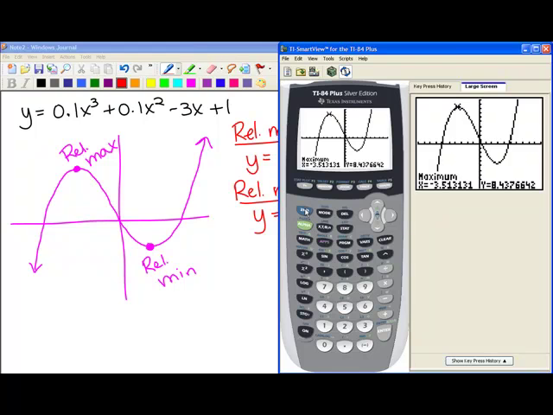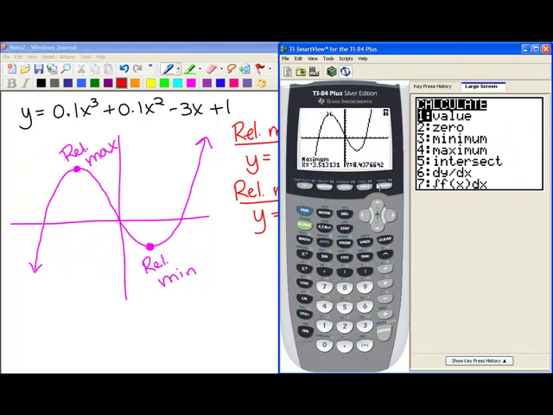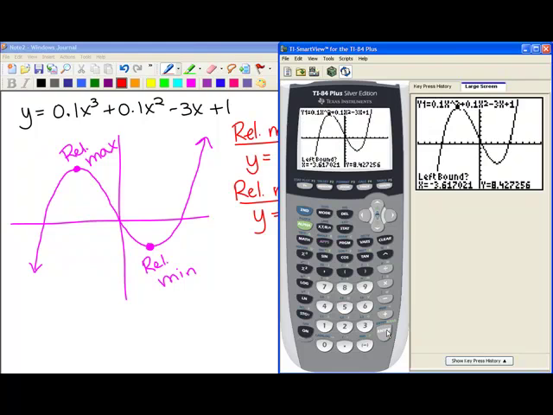Okay, so we start over again. We're going to press second, calculate, and choose number 3, minimum. So I'm going to head over to the right and get closer to this minimum. Okay, but we're looking for a left bound. So for my left bound, I'm going to keep it over on the left side. You see it's right here on the left. So I'm going to press enter.